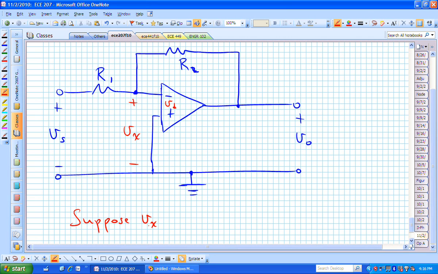So it doesn't matter where they are in terms of potentials or voltages. We just now have defined V sub D to be the difference between the non-inverting voltage level and the inverting voltage level. That's all V sub D is. Okay? So V sub D will just be whatever it ends up being, but it's relative to the non-inverting minus the inverting voltages. For now, for argument purposes, let's suppose that V sub X is positive.